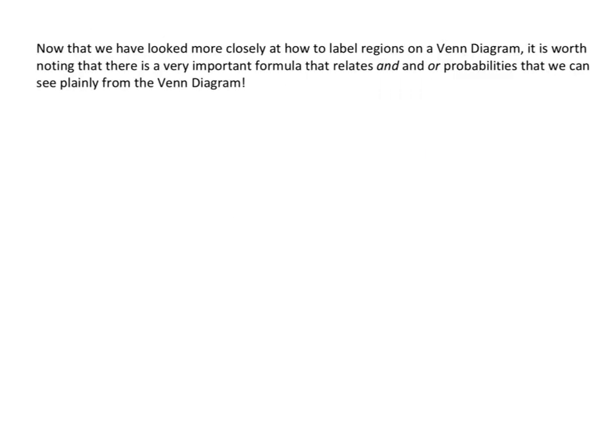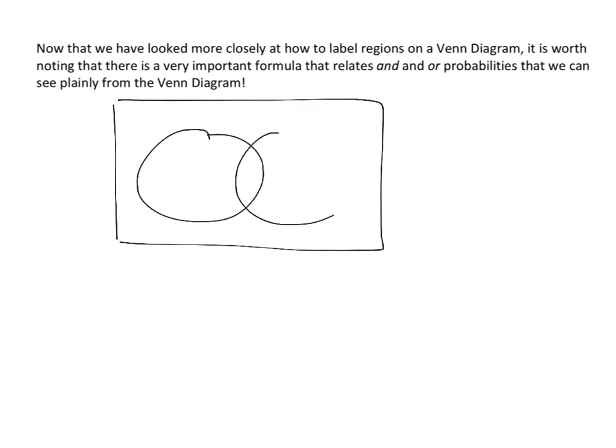All right, so now that we've looked more closely at how to label these regions on Venn diagrams, it's worth noting that there's a really, really important formula that relates our and or probabilities that we can see really cleanly from the Venn diagram. And so imagine, if you will, this Venn diagram again. Here's A and here's B. If I wanted to find a formula for the union of A and B, A union B. Now think for a moment about what A union B is. A union B is A or B.